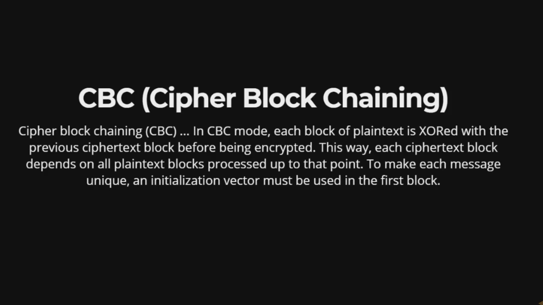CBC, cipher block chaining. In CBC mode, each block of plain text is XORed with the previous ciphertext block before being encrypted. This way, each ciphertext block depends on all plain text blocks processed up to that point. To make each message unique, an initialization vector must be used in the first block.